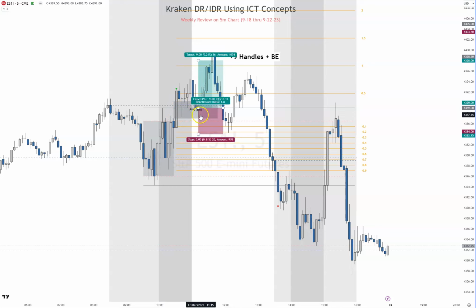So we have our thing here. We have 5 to 1. We aimed up here. We didn't get it. We took our partials at 9. Got stopped out at break even, so this is a plus 9, right? Plus 9. So then it trades back down here.